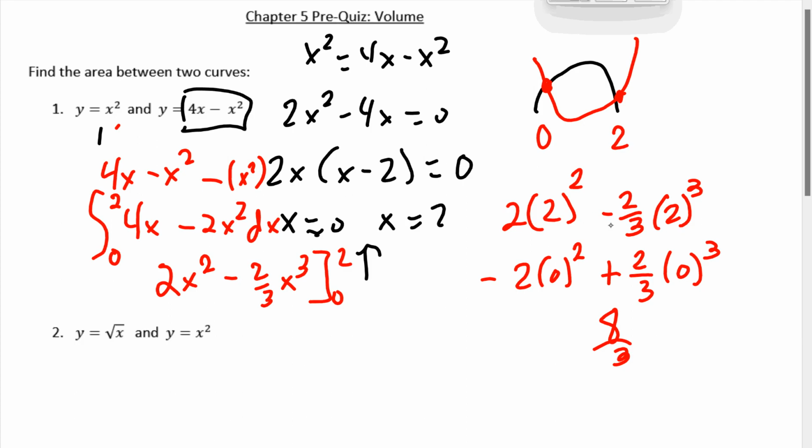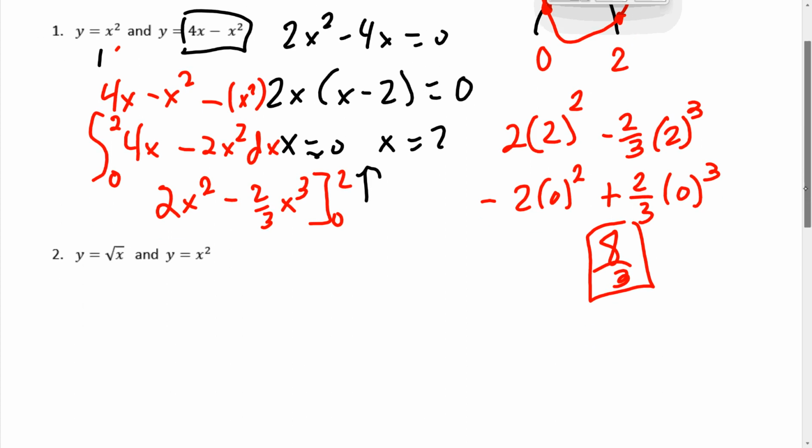So we get 8 minus 16/3. Right? So I get 8/3 in the end. So simplifying all that, I do get 8/3 in the end.